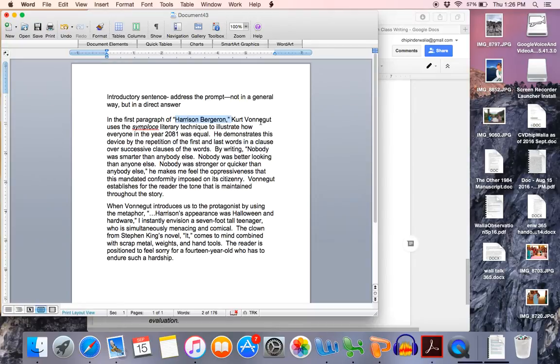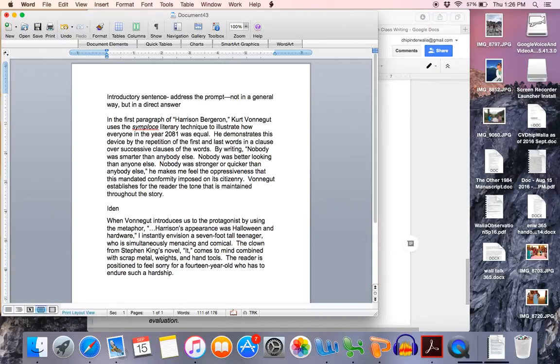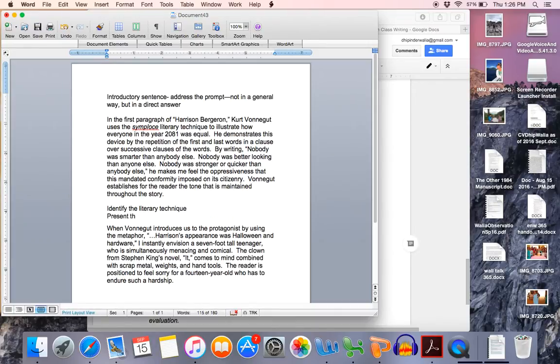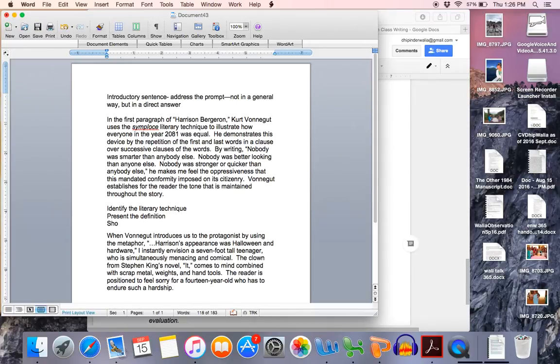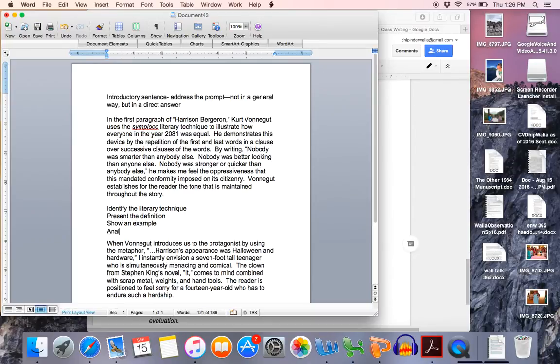Additionally, I like that the method this student uses is: identify the literary technique, present the definition of the literary technique, show an example of the literary technique, and analyze the impact of this example. So you'll see when we get to the example of the nobody clauses, right? Without having some sort of explanation, we're not sure why that matters, right? Why does it matter that there's repetition of nobody and anybody else here? And so it's through that he makes me feel the oppressiveness that this mandated conformity imposed on its citizenry, that we understand that the simplicity here is being used to oppress not only the characters but the reader's feeling when they're reading the text.